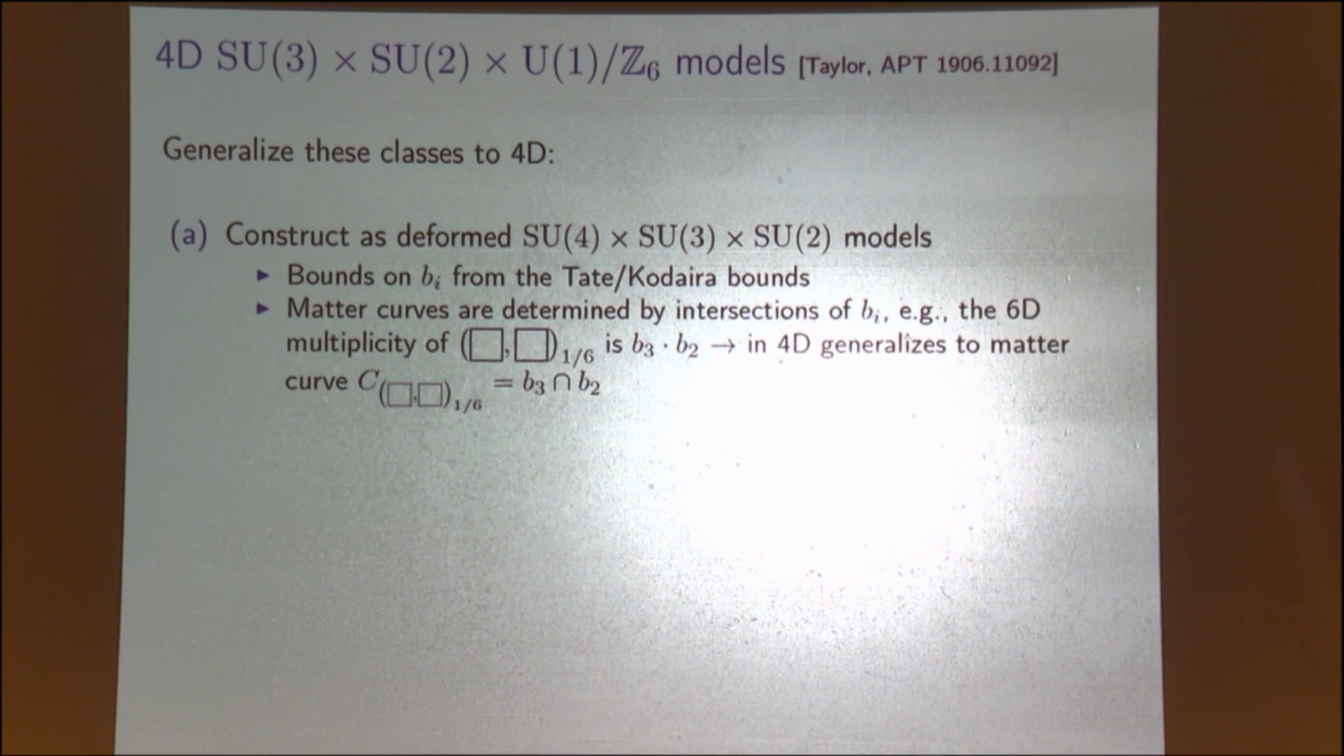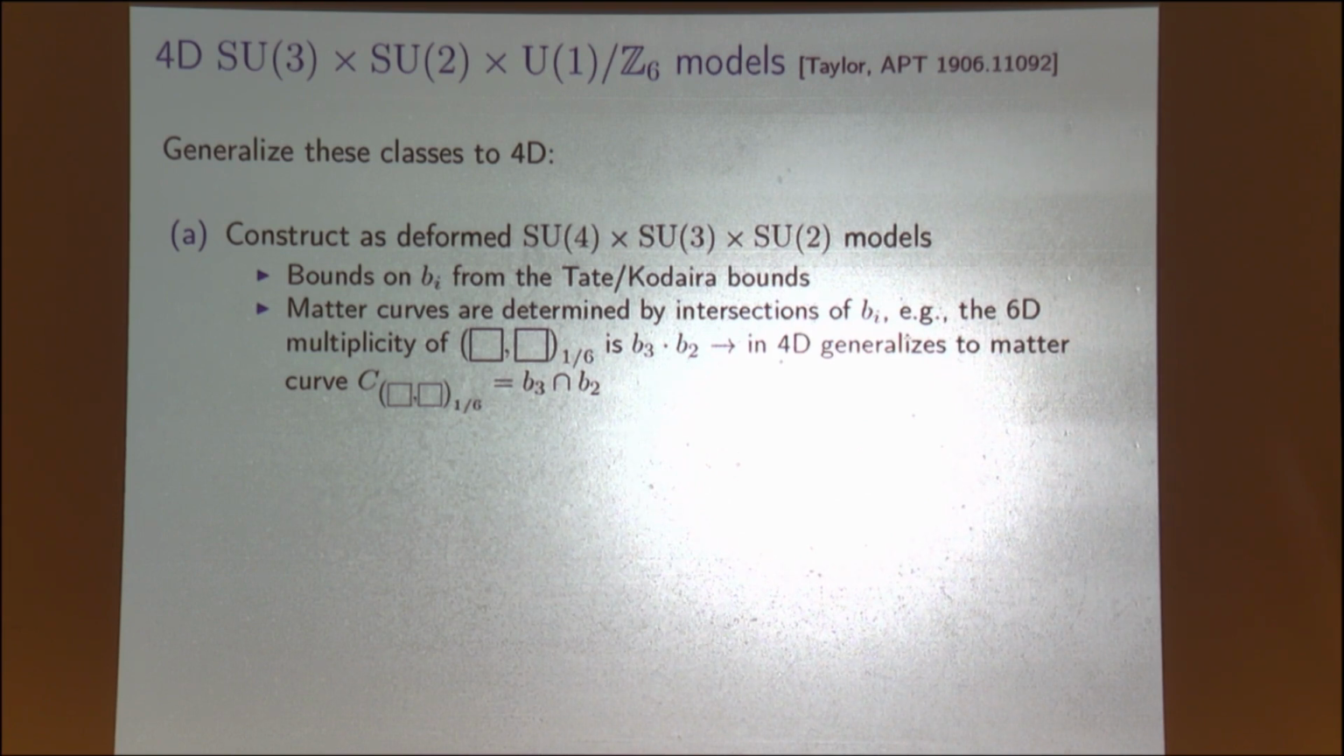So we saw a few slides ago that the multiplicity of the left-handed quark doublet representation was B3 times B2. In 4D, this is no longer supported just at a point in the base. It's supported along a curve. So this is promoted to an intersection of surfaces B3 and B2. But otherwise, we can just read off these matter curves from the table we saw before of multiplicities in 6 dimensions, with some nuance with regard to the adjoint multiplets.